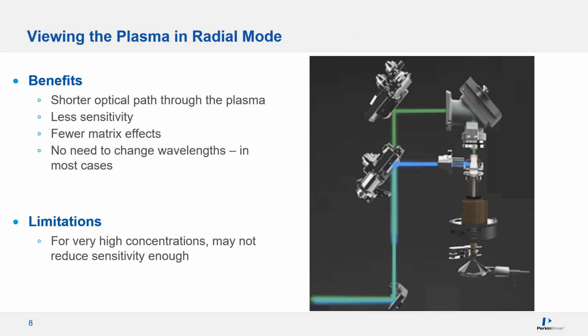Another way to reduce sensitivity is to view the plasma in radial mode. In radial mode, we have a shorter optical path through the plasma than in axial mode. This results in less sensitivity, which is a good thing. In addition, we have fewer matrix effects because of the shorter optical path. And finally, in most cases, there's no need to change the wavelength. We can reduce sensitivity by just changing the view of the plasma. However, for very high concentrations, this reduction in sensitivity by looking in the radial view may not be enough, and we still may have to consider other options.